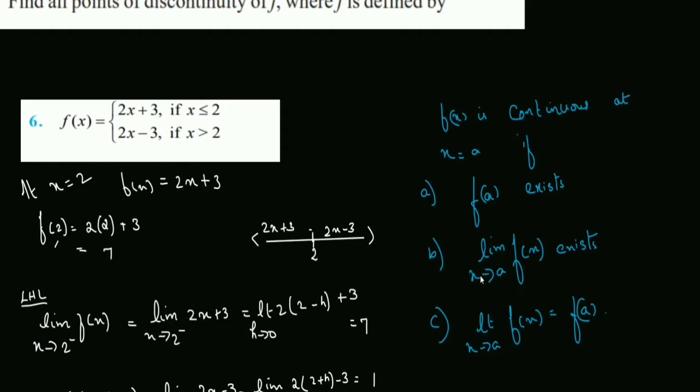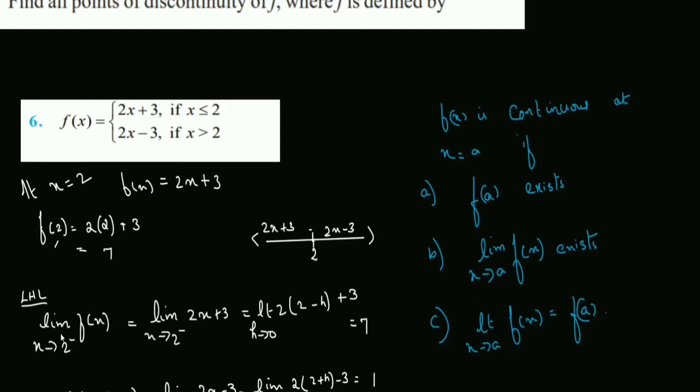Now we have to check the limit. So when will you say the limit exists? When the left limit is equal to the right limit. Isn't it? The left hand limit should be equal to the right hand limit. Only then we say limit as x tends to a of f of x exists. So let us first find the left hand limit.